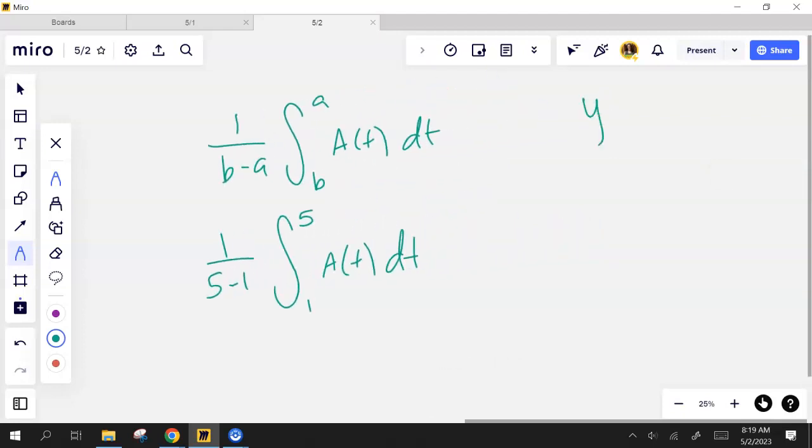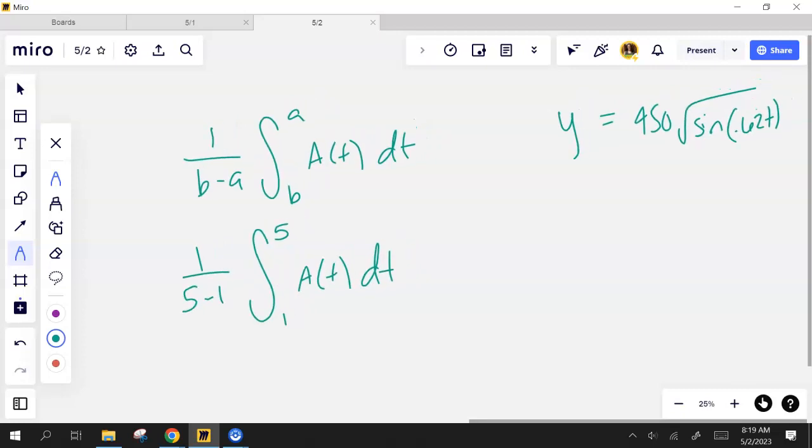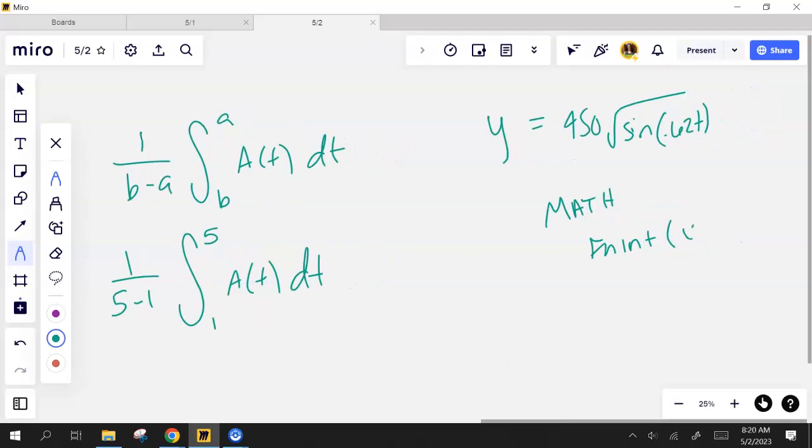So in y equals, you have y equals and you have that function, right? That function was 450 square root of sine 0.62t. And math. We want to do the integral of y1 with respect to x from 1 to 5. Then we want to divide by 4.